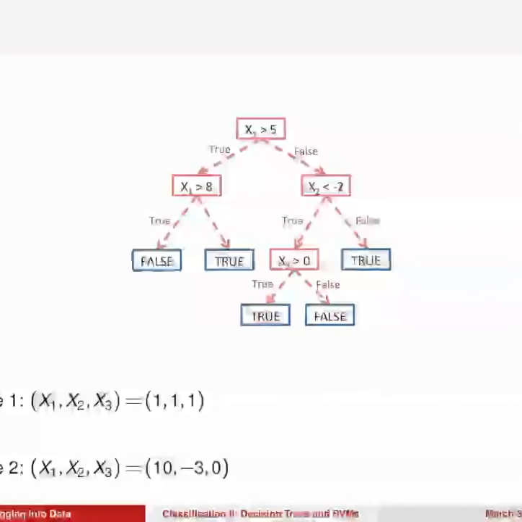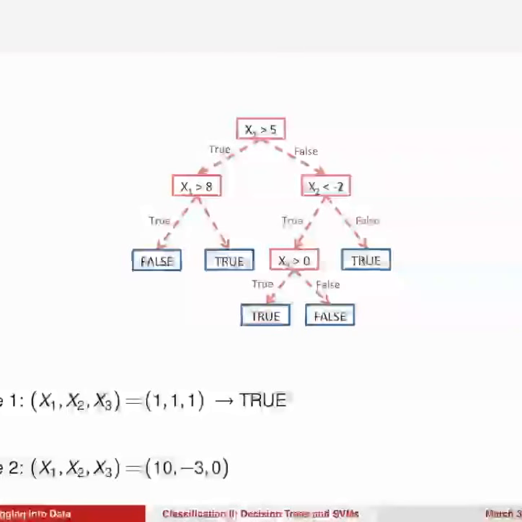So let's say you have an example where x1 is 1, x2 is 1, and x3 is 1. First you ask, is x1 greater than 5? No, it isn't. So then you ask, is x2 less than -2? No, it isn't. So you apply the label true.